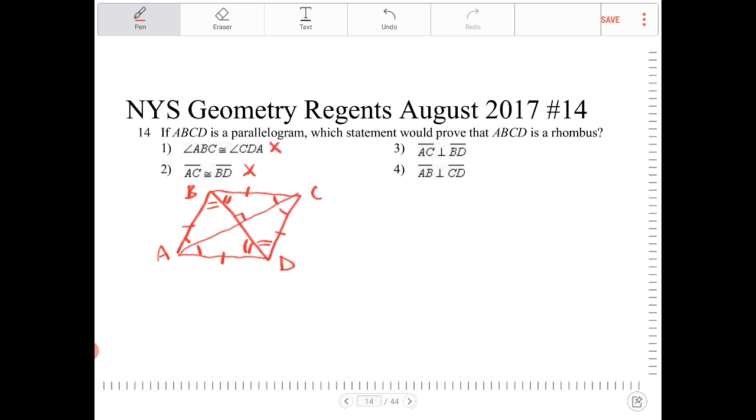Option 3, AC is perpendicular to BD. So the diagonals are perpendicular to one another. That is what we were looking for. That fits the bill, right? AC is perpendicular to BD.